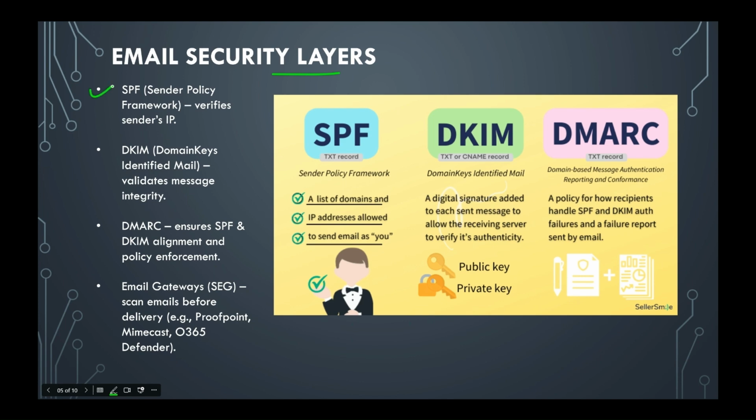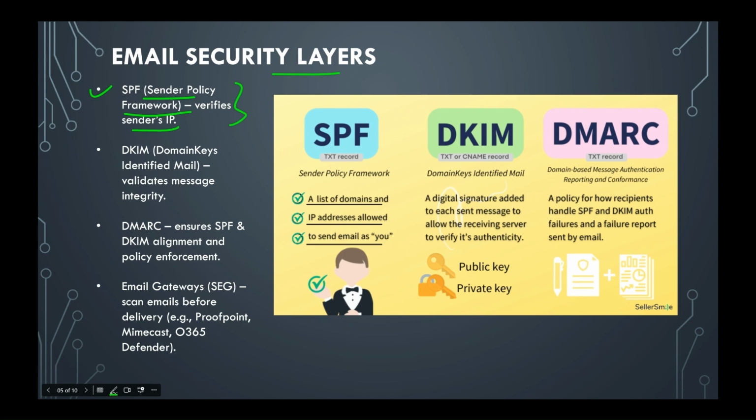So layer number one, SPF, the Sender Policy Framework. It verifies the sender's IP address. SPF is like checking a boarding pass at the gate. It tells the receiving server whether the email is coming from an authorized source. When an email arrives, the system asks, hey, is this IP actually allowed to send email from gmail.com? If yes, it passes. If no, it gets flagged as suspicious.